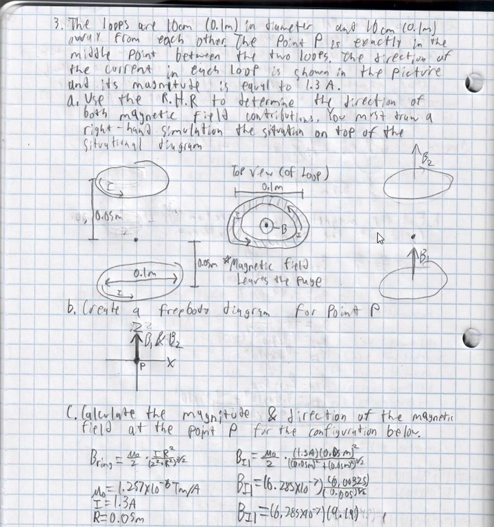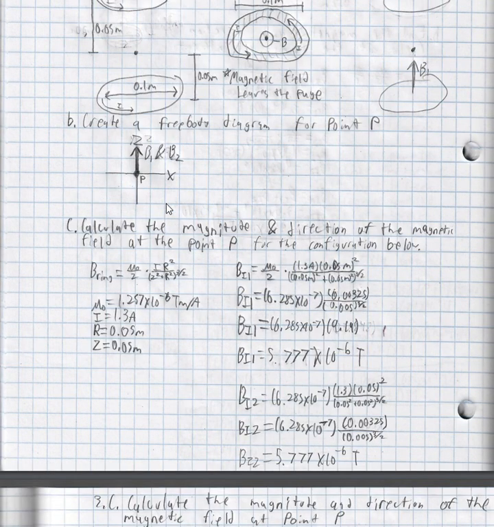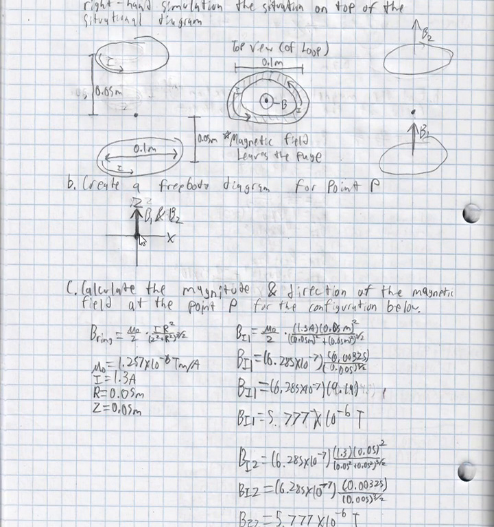Part B, create a free body diagram for point Z, or point P, sorry. This is a small diagram, I understand. Both magnetic fields are pointing in the same direction, hence why this is a very thick arrow. And then you'll notice here that this is in the Z direction. I'll come back to that at the end.